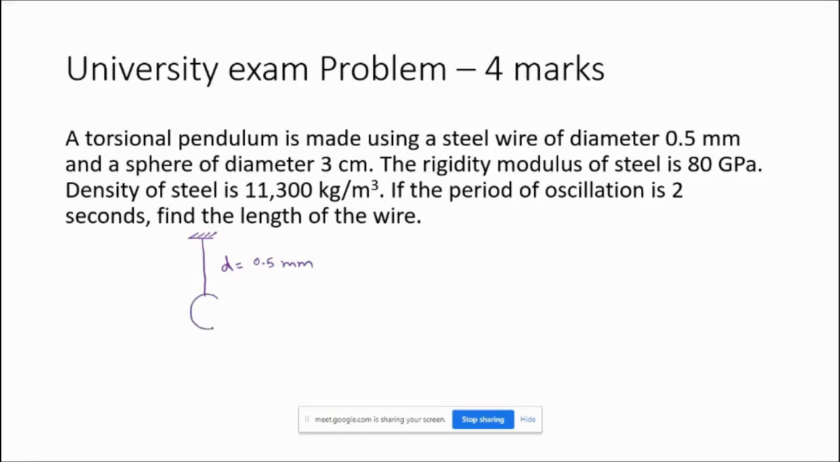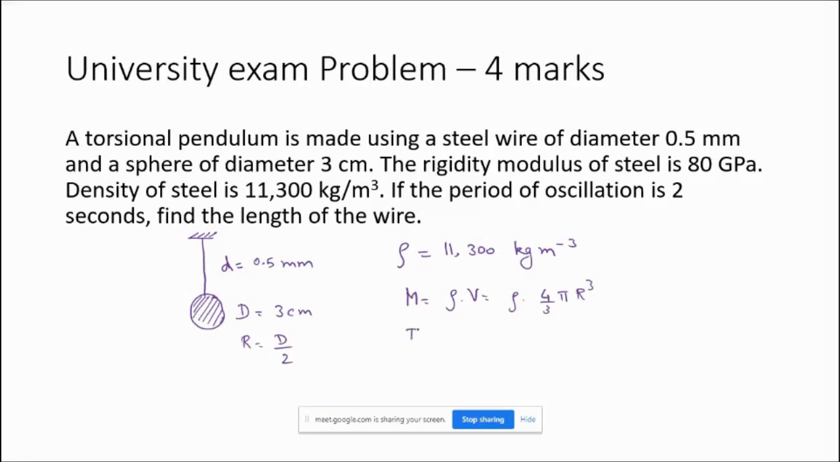Instead of a disc, you have a sphere attached to the end of this torsion pendulum. The sphere has a diameter of 3 centimeter. The density of steel is 11,300 kilogram per meter cube. So the mass of the sphere would be density times the volume, that is density times 4 by 3 pi r cube, where r is d by 2, that is 1.5 centimeter.